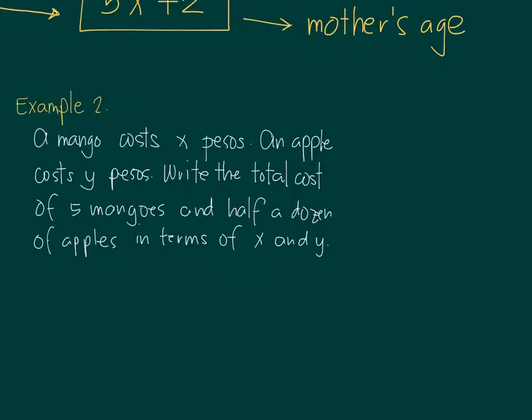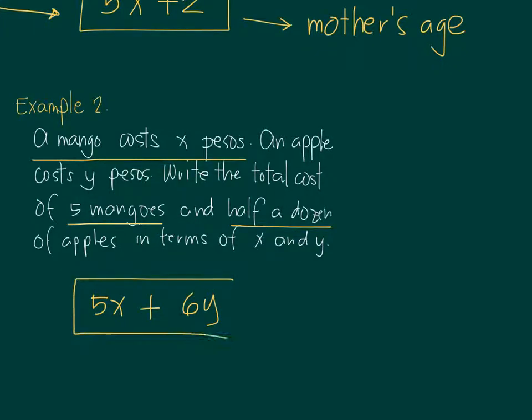So let's understand the statements. 1 mango will be x pesos. So if I have 5 of them, I have to pay 5 times x, 5 times the cost of 1 mango. And then for the apple, half a dozen means 6, because a dozen is 12. So half a dozen is 6, so I have to pay 6 times the cost of 1 apple, which is y. So the total cost of buying the 5 mangoes and half a dozen apples will be 5x plus 6y.